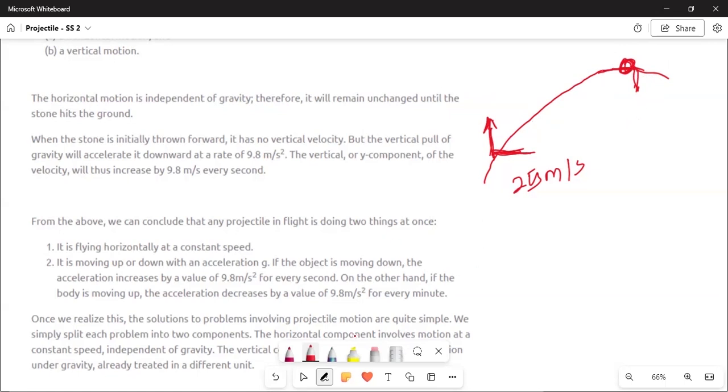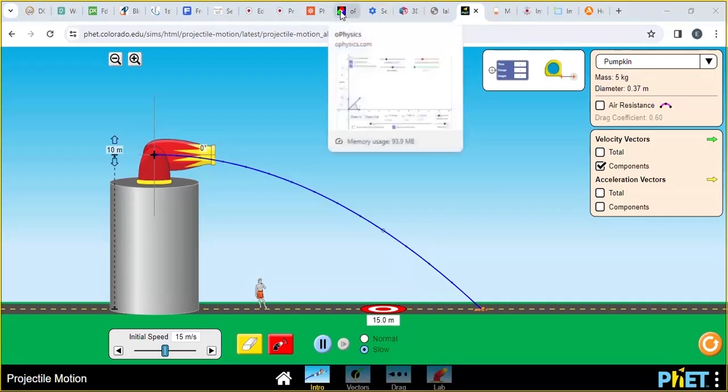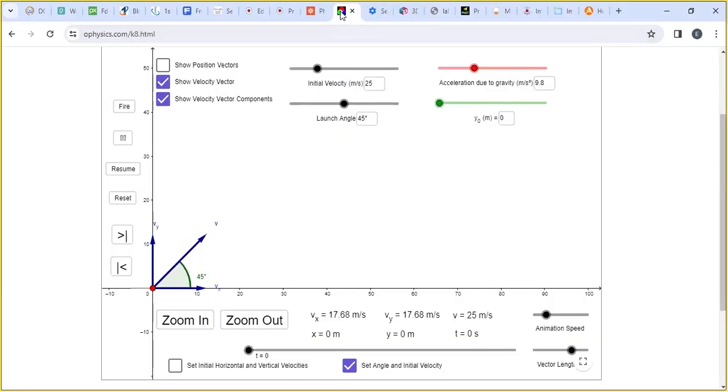So I also prepared another animation for that. Let's go and watch it. My animation is somewhere here. Yeah, here it is. So watch what is going to happen in this. This is the object, and we want to project it with an initial velocity of 25 meters per second from the ground level.